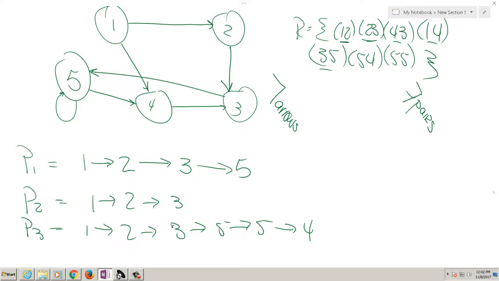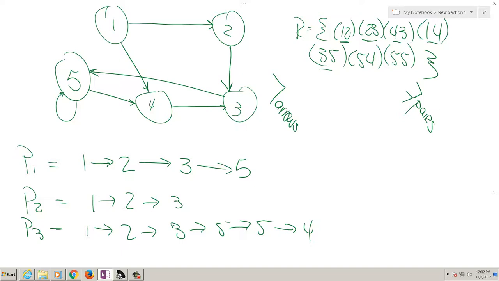Yes, sir? Can it go into a repeating, like infinitely, where it goes 1 to 2 to 3 to 5 to 4 to 3 to 5 to 4 to 3 to... There is a finite number of nodes. Okay, so if it eventually ends? It would have to eventually end, and you would have to show that eventual end.